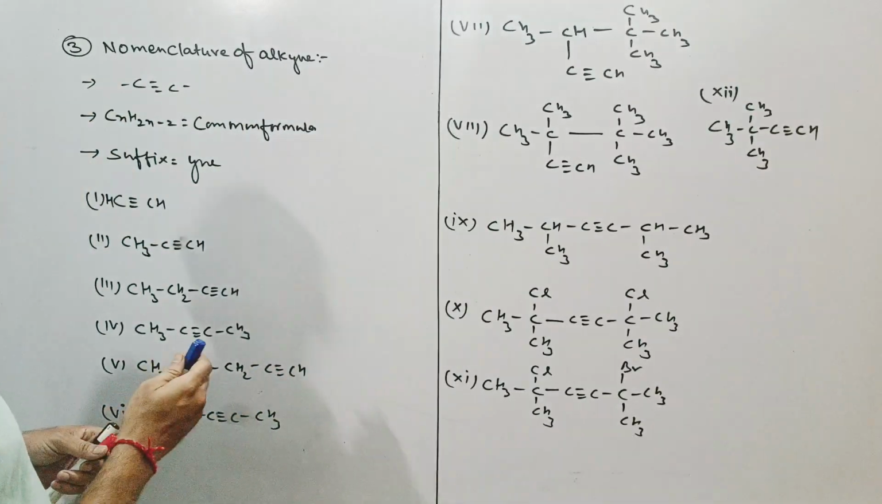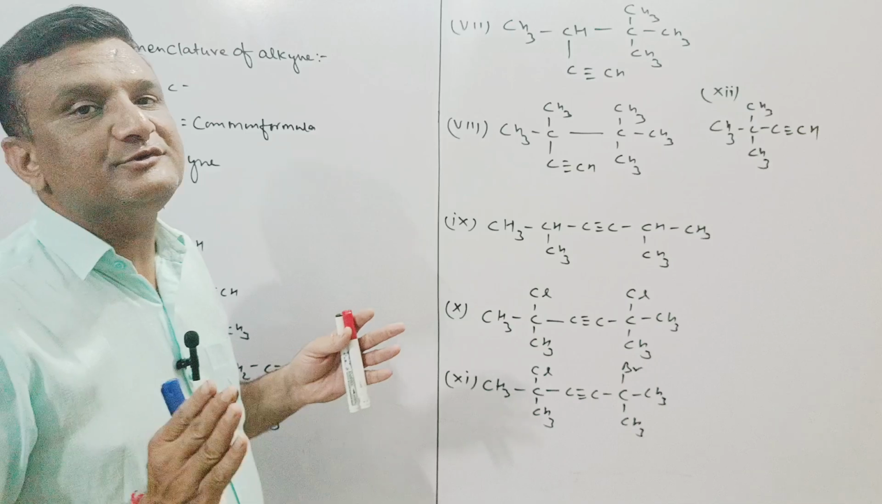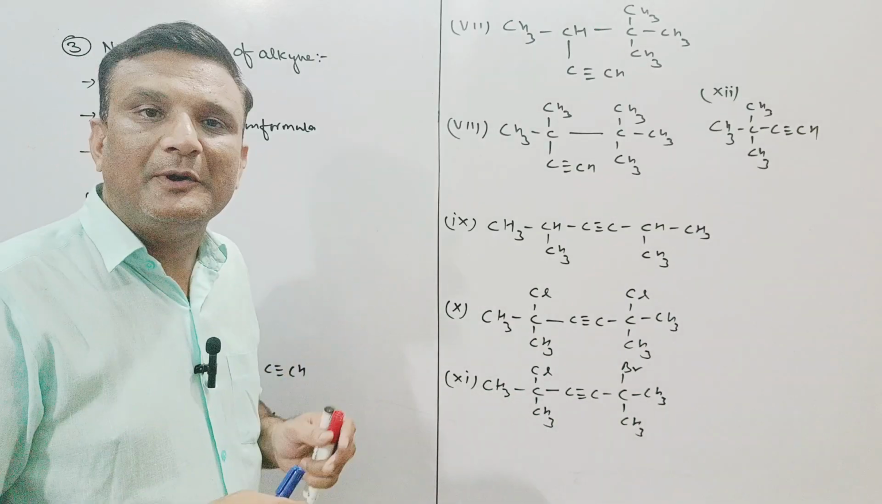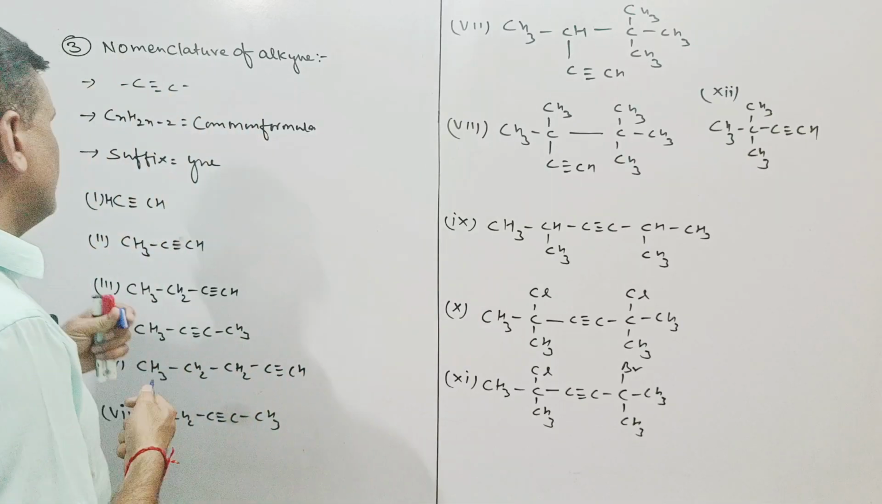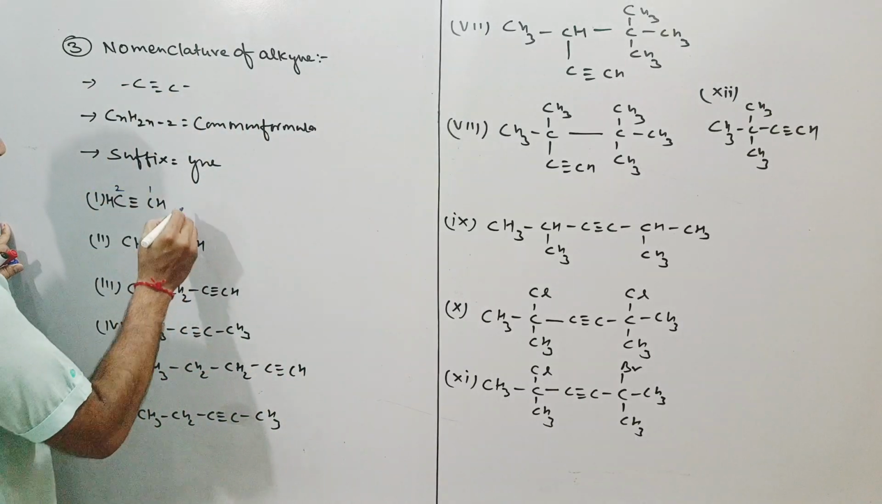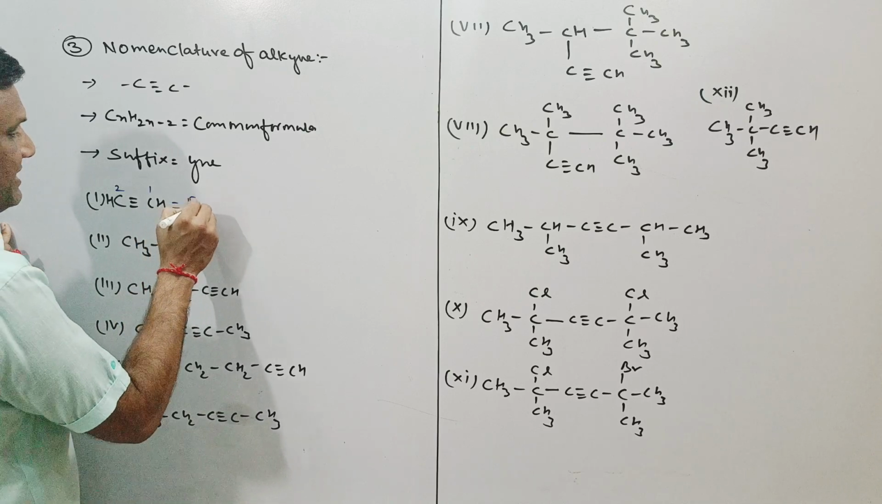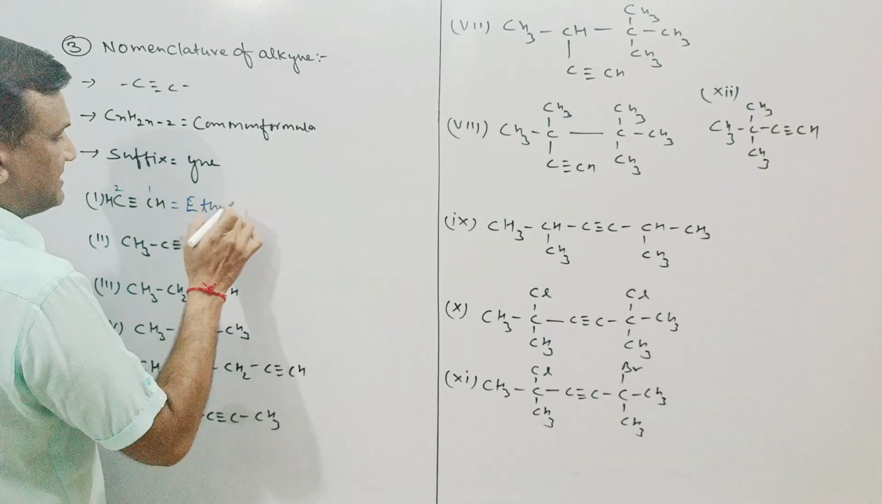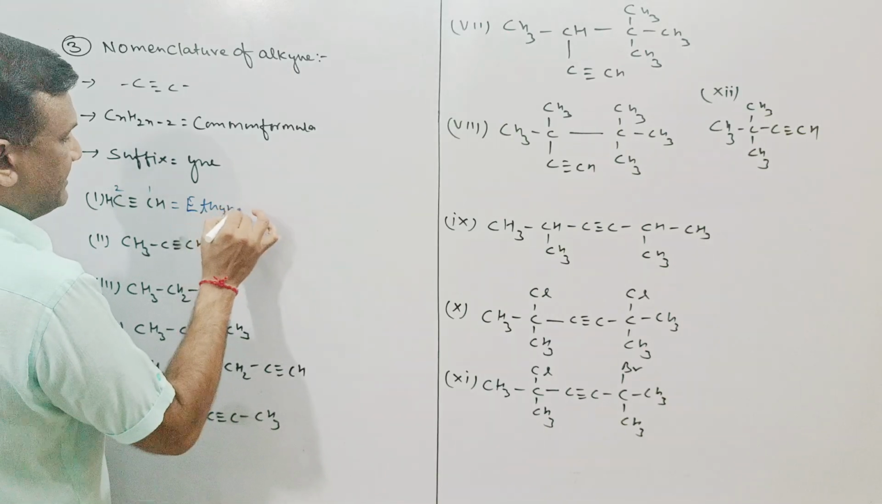First of all, we'll take the longest possible chain, and it will use the suffix for the triple bond. We'll count the chain from the side where the triple bond gets the lower number. Here the condition is the same, so we can count from either side. Here there are 2 carbons, so it will be eth. For the triple bond it will use the suffix "yne", so it will be ethyne.